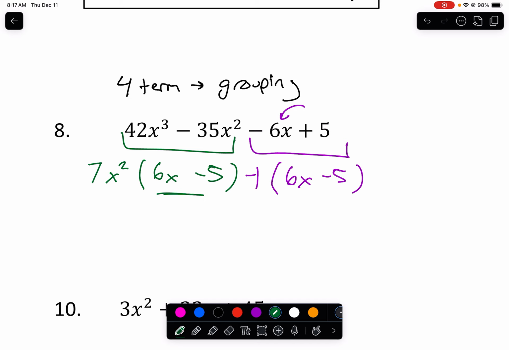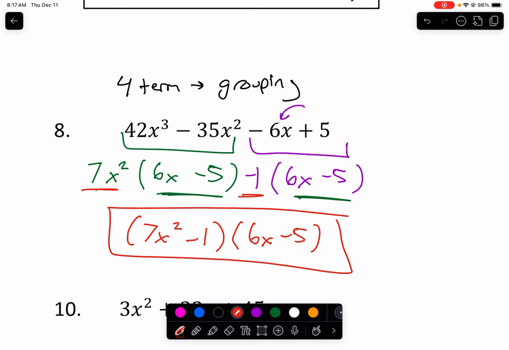Now remember, you want these two to match. If they don't match, you either did something wrong or you cannot factor this. So I take these two guys. I get 7x squared minus 1. And I've got the repeated guy. I write him 1, 6x minus 5. That would be my answer there.